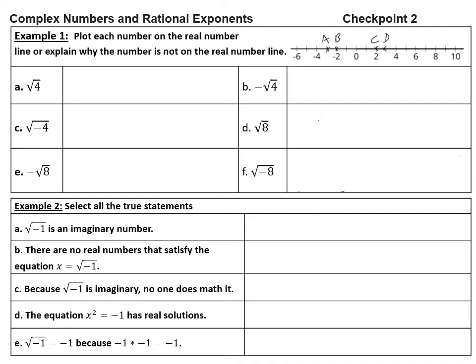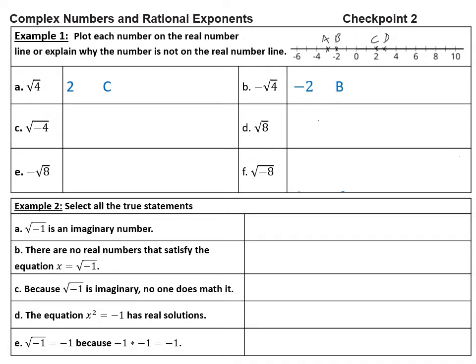Continuing with complex numbers and rational exponents, we've got our first example. We want to plot each number on the real number line or explain why the number is not on the real number line. So take a look at A. Square root of 4 happens to be 2, and 2 is C. Okay. B, negative square root of 4, so that would just be negative 2. That happens to be at B.